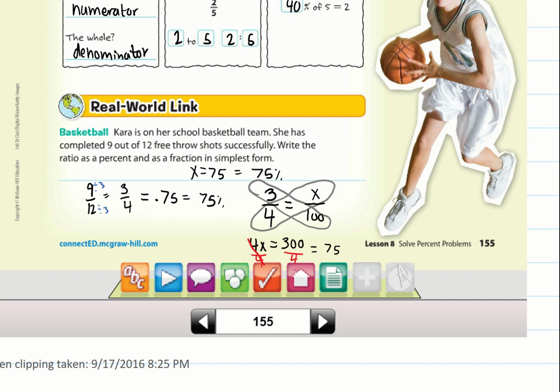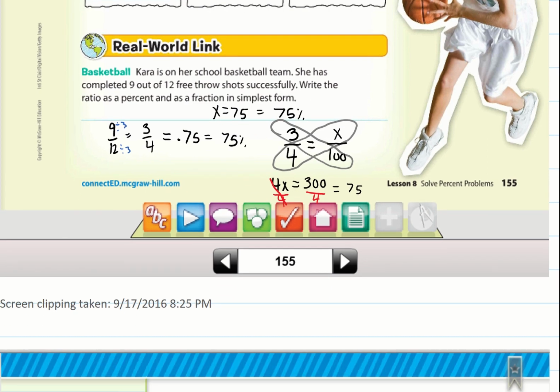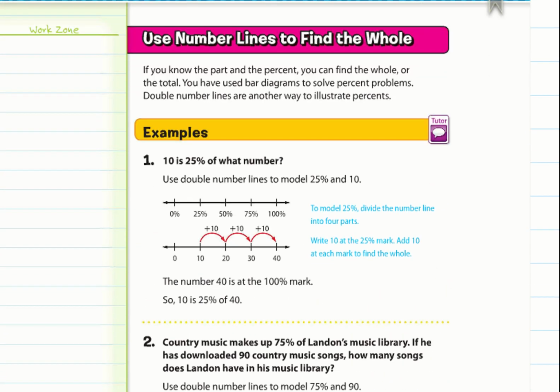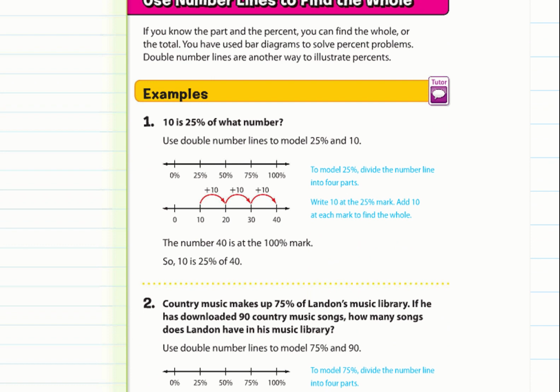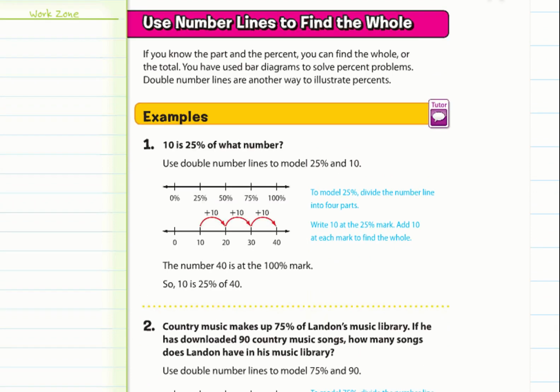Now, I know this sounds confusing at first, but we're going to keep practicing until it makes a little bit more sense. It says, if you know the part of the percent, you can find the whole or the total. You have used bar diagrams to solve percent problems. Double number lines are another way to illustrate percents. So one way to do this is a number line. Model it by percentages. Model 25%, divide the number line into 4 parts. And then we can have 40, and then we just add 10 each time.